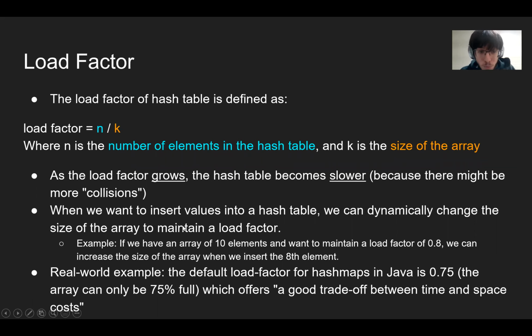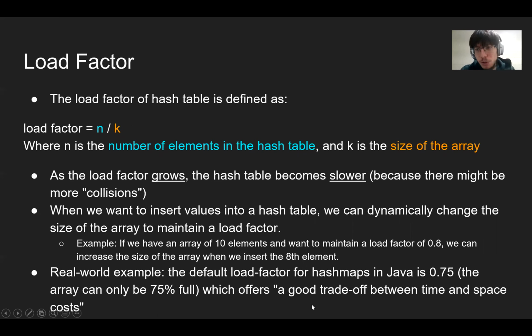So when we insert values into a hash table, we can change the size of the array to maintain that load factor. So that's an example. We have an array of 10 elements, so we have 10 buckets, for example, and we want to maintain a load factor of 0.8. We can increase the size of the array when we insert the 8th element. And as a real world example, there's been a lot of studies into this, and that's how Java ended up with a load factor of 0.75. So the default for HashMap in Java is a 75% or 0.75 load factor.